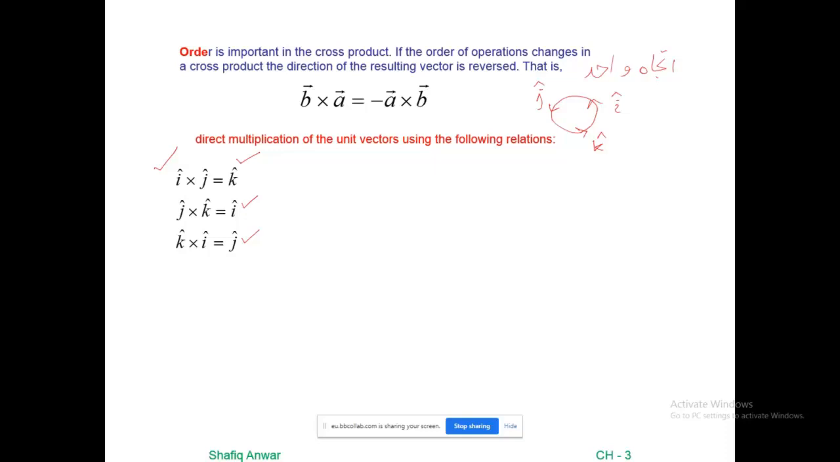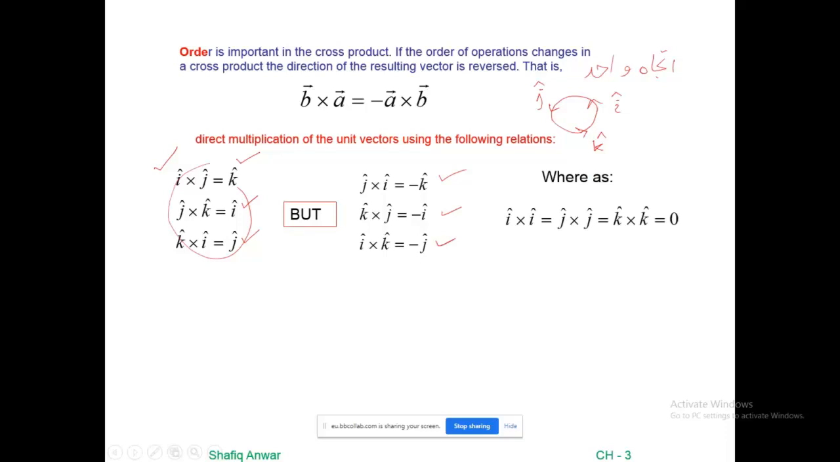So if you go the opposite way, in the wrong direction, j cross i will be equal to negative k. You see here, this one, this one is minus k. If you reverse the direction, all these directions, you will be getting minus with the unit vectors. Whereas with the same one, i cross i, j cross j, k cross k is equal to 0.